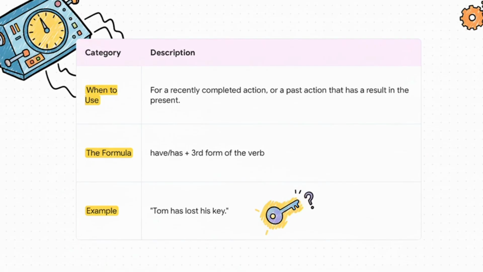Now this one, the present perfect, is super important because it's all about connection. It's the bridge between something that already happened and the present moment. Think about the example, Tom has lost his key. Okay, sure, losing the key happened in the past, but the result is happening right now. He can't get in his house. This tense is perfect for showing how a past action has a real consequence in the present.